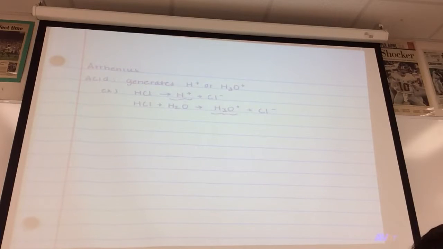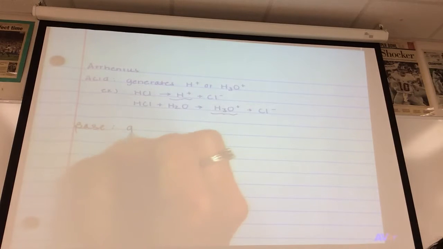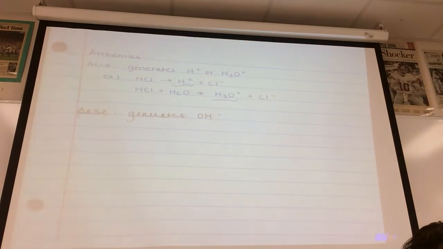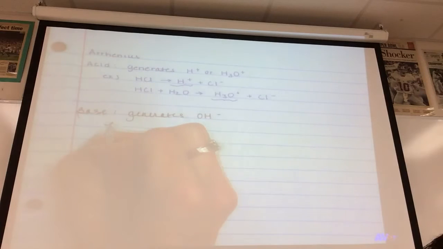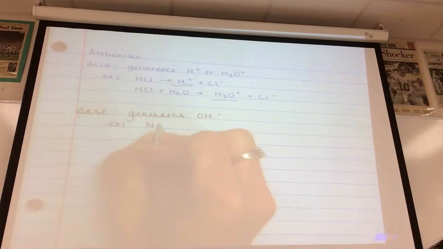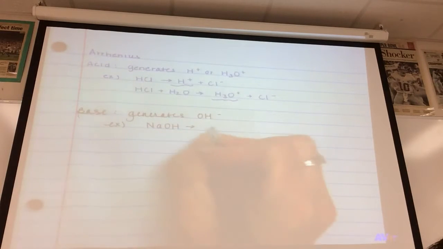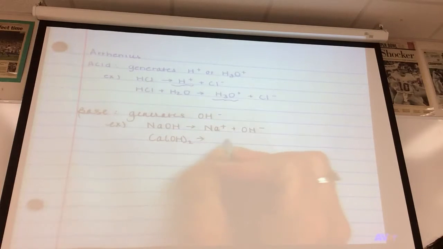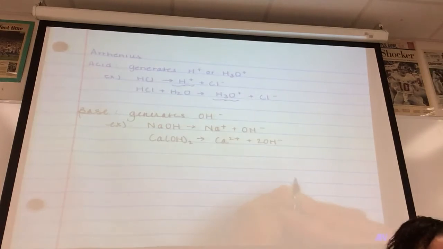If you have an Arrhenius base, you're going to generate what? Hydroxide? Yep, hydroxide ion. So for example, sodium hydroxide generates hydroxide ion. You could have a group 2 strong base, and you would generate hydroxide ion as well.